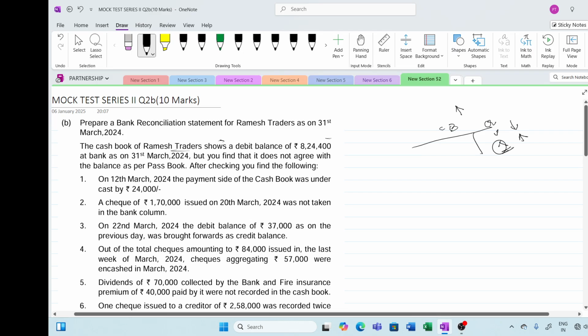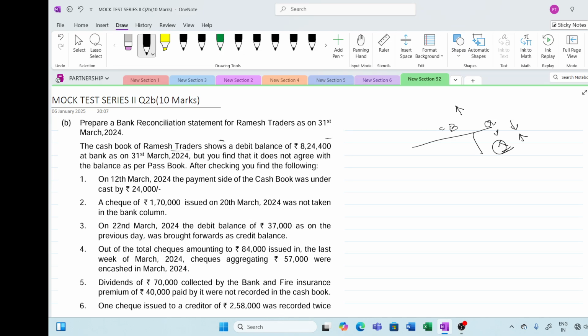So it was undercast. Cast means totaling. When you total it, you have totaled less, so your balance would have gone up. But in the passbook, it would not have been the case. In the passbook, they would have correctly reduced this balance. So this will appear in the less column. So I am writing the minus, because the balance would have come down in the passbook.